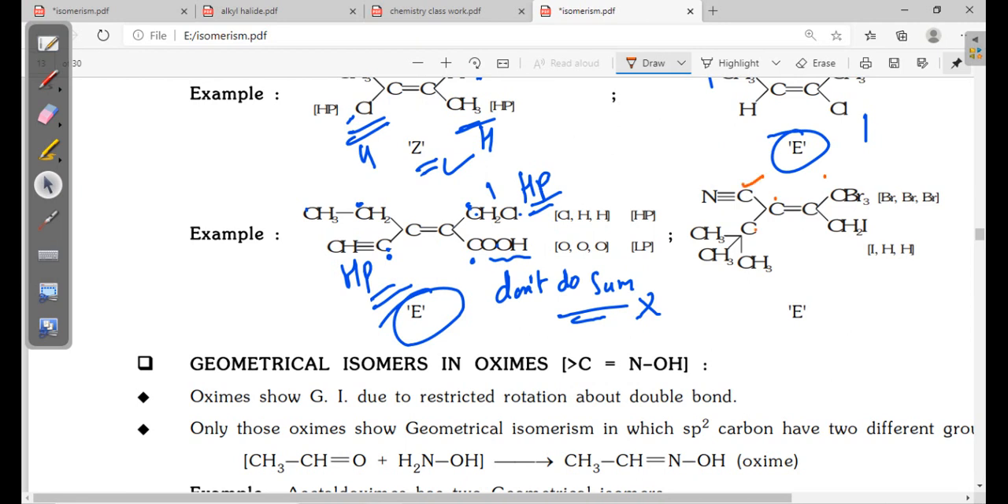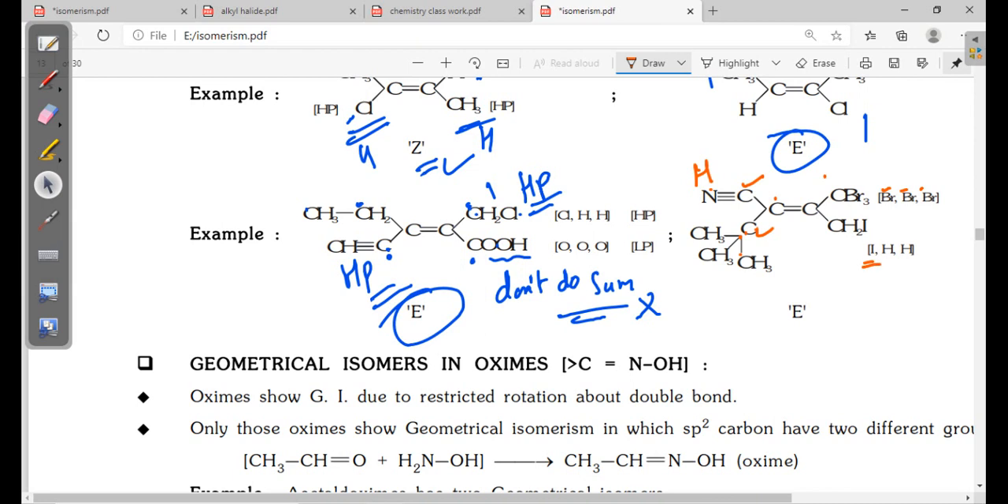Carbon, carbon. This carbon is connected with three more carbons. This carbon is connected with nitrogen. So nitrogen means obviously we have to give the higher preference, right? Now here this carbon is connected with three bromines. Here it is connected with only one iodine.